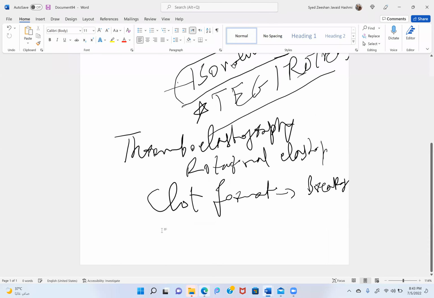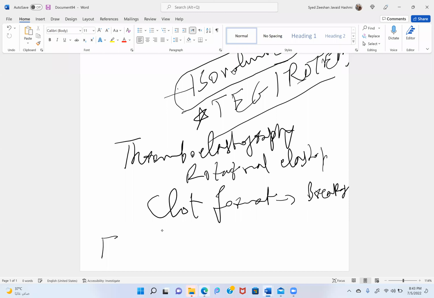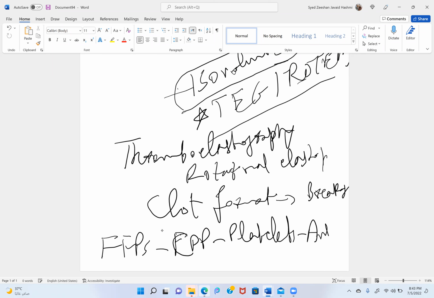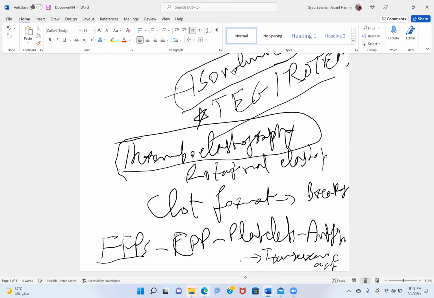So by the help of this, you can identify whether you want to give FFPs, whether you want to give fibrinogen like in cryoprecipitate, whether you want to give platelets, and whether you want to give antifibrinolytics. Which is the antifibrinolytic we use commonly? Tranexamic acid. Okay. We will discuss it some time with the trauma.